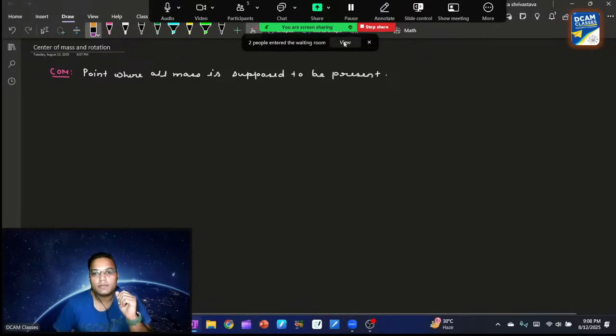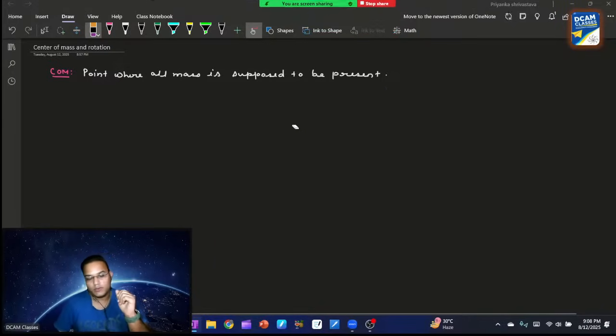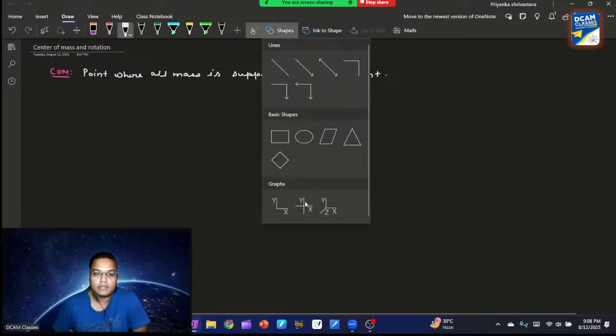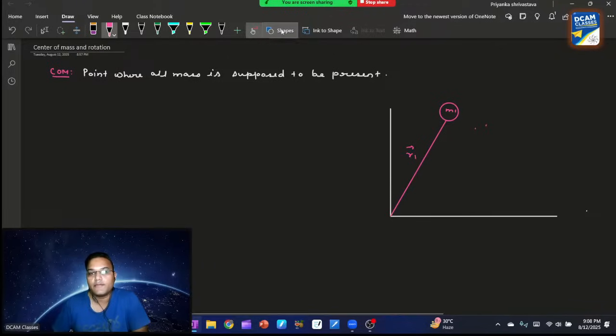Where all mass is supposed to be present. This is known as center of mass. Now, how do we find out the center of mass? That is important. See, the center of mass, the formula is, if there are different masses, like this is one mass m1, taking the center of mass, this r1 vector.